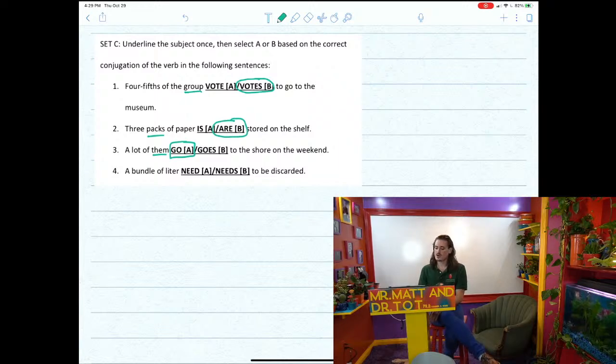Number 4, a bundle of litter need or needs to be discarded. So a bundle of litter, it's one bundle made up of litter. So bundle is the noun that's going to show the true subject. Bundle is singular, so we need a singular verb. Singular nouns usually do not end in S, so singular verbs usually will end in S. So we need the singular verb needs. A bundle of litter needs to be discarded.